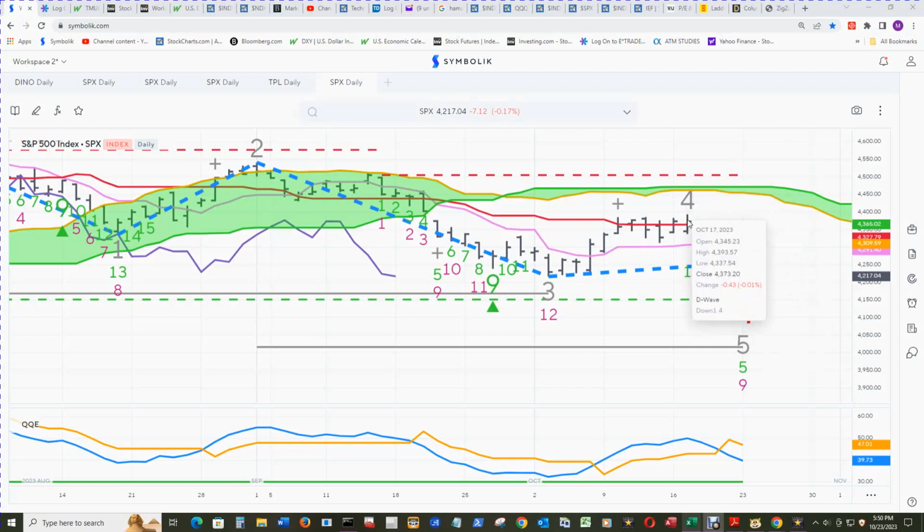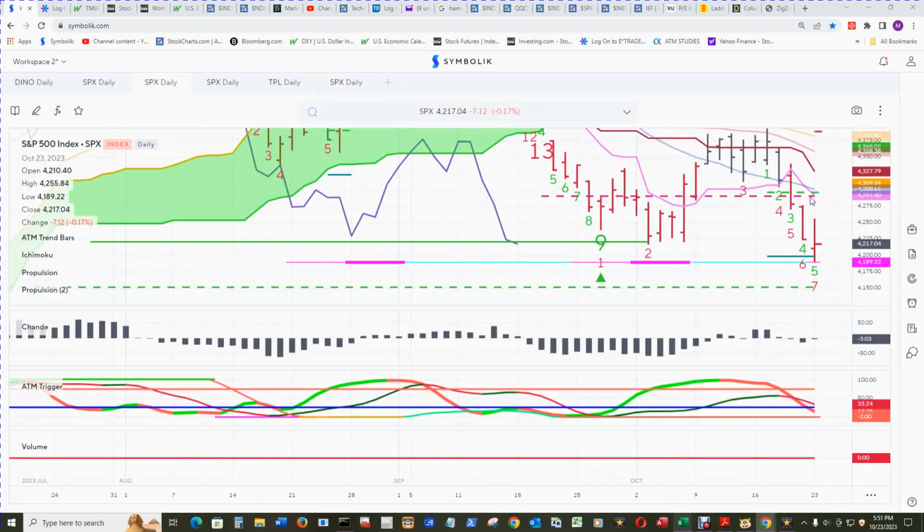It would be incredible to tick higher than this high, 4393.57, and that would pretty much negate the swing point to the downside here, so that would be absolutely incredible. And right around the conversion line you can see is the disqualified buy risk level at 4290.16, which usually is pretty good resistance and support if it's not qualified or confirmed.